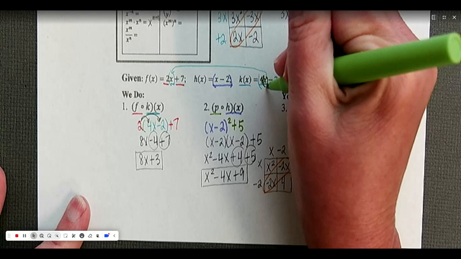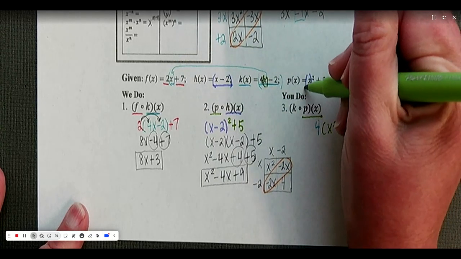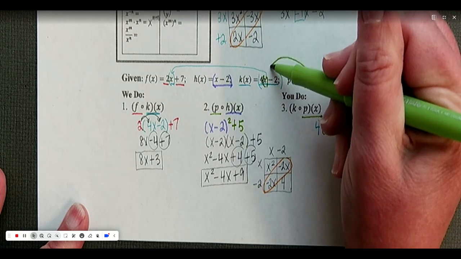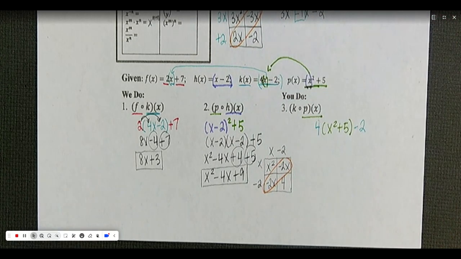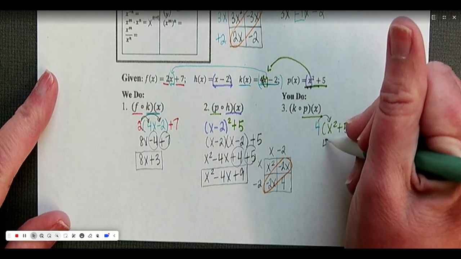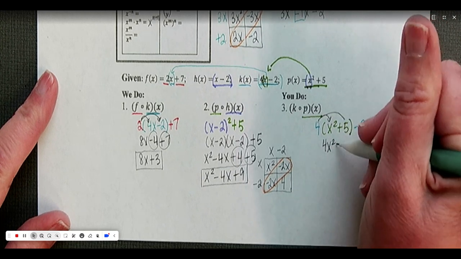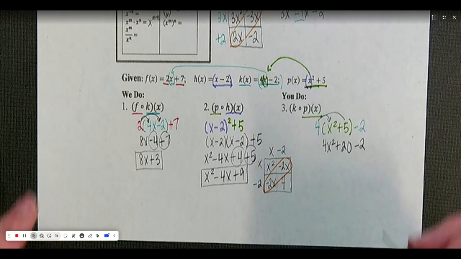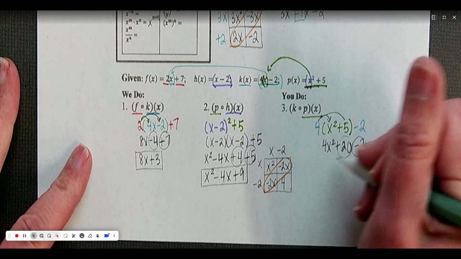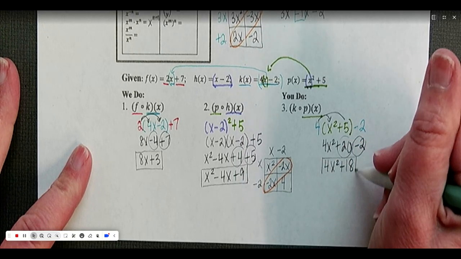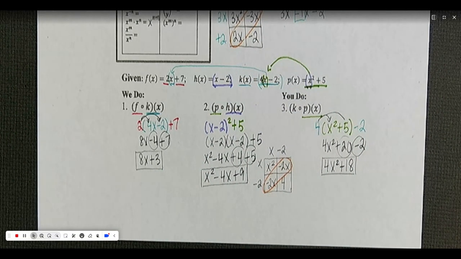So I've set up my equation and I'm plugging in this whole p of x, that whole expression, x squared plus 5 into k of x for x, and then I'm going to simplify it. So when I simplify, 4 times x squared is 4x squared, 4 times 5 is 20, and then my minus 2 on the end. Excuse me. So then I could combine the 20 and the minus 2 would be 4x squared plus 18, and that would be my answer. And again, those aren't inverses because they do not reduce to make x.